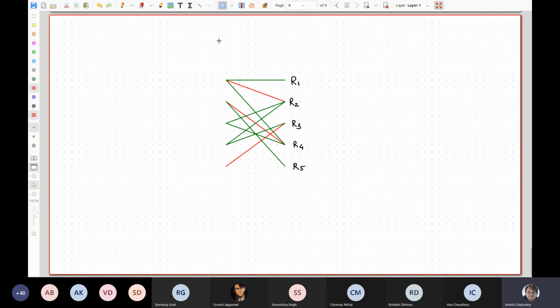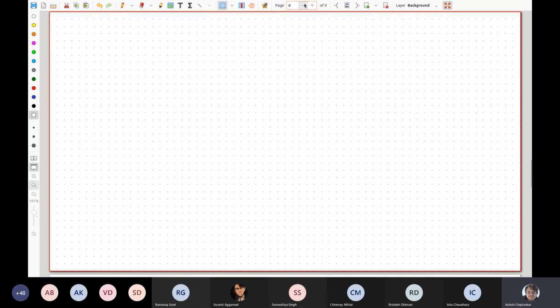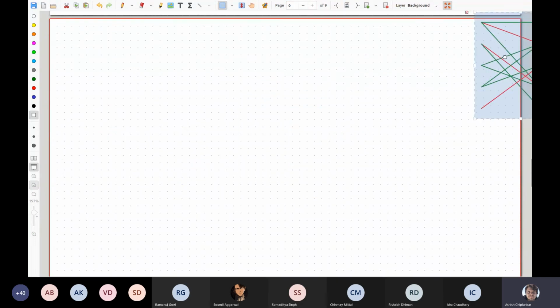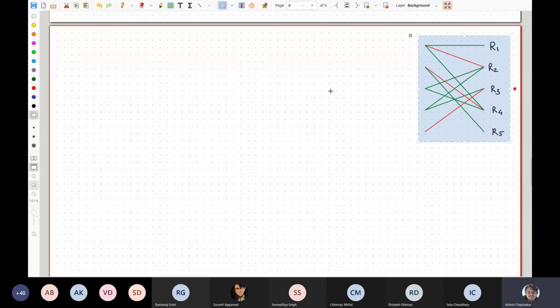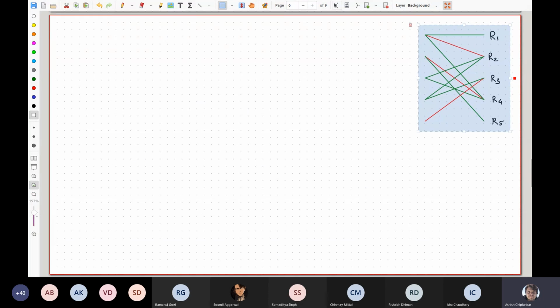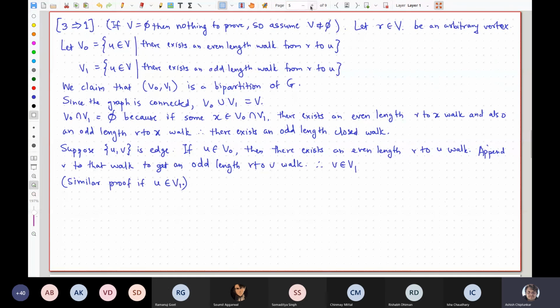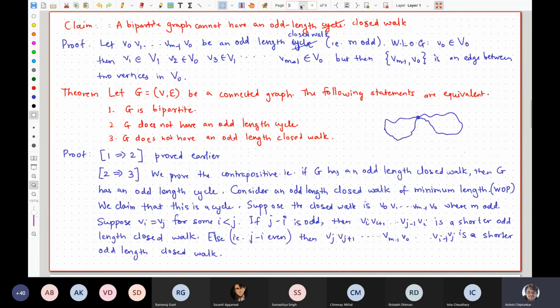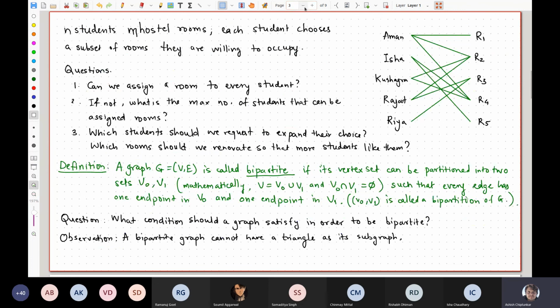Okay, let's copy this diagram. Okay, what is wrong with this? Right, and then who are the students? I forgot the names now. Aman, Isha, Kushagra, Rajat, and Riya.